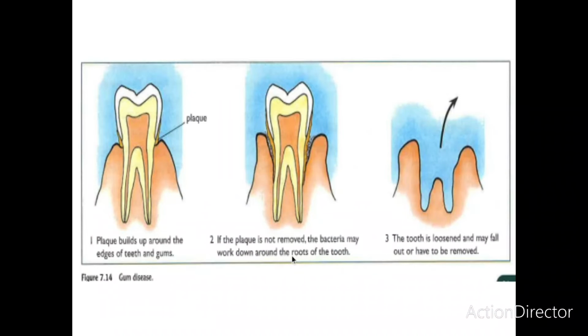This diagram illustrates how gum disease develops. So plaque builds up around the edges of the teeth and gums, and if the plaque is not removed, the bacteria may work down around the roots of the tooth. The tooth is loosened and may fall off, or it may have to be removed. So this is how gum disease develops.